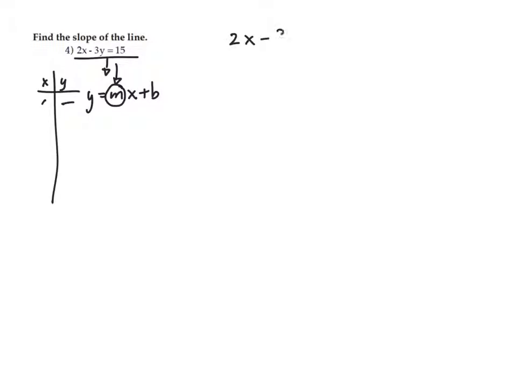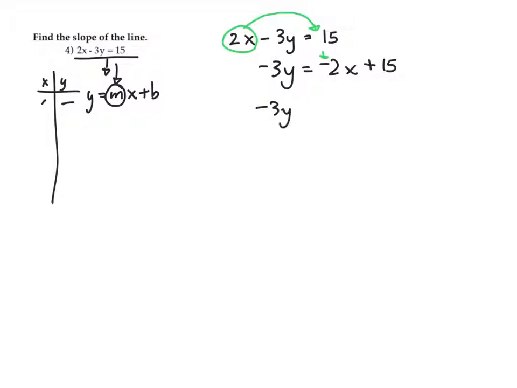So I'm starting with 2x minus 3y equals 15. I'm going to move the 2x over to the other side and make it negative. So I'll have negative 3y is equal to a negative 2x plus 15. Notice that it was positive there, I moved it over to this side and it became negative. Let me write it out again. Negative 3y equals negative 2x plus 15.